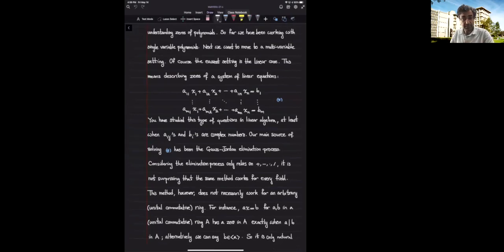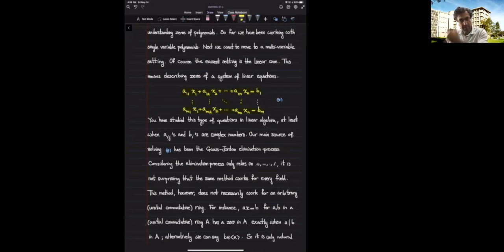degree 1 polynomials. So for instance, we can look at this system of equations, a sub 1 1 times x1 plus a sub 1 2 times x2 and so on equals b sub 1. Similarly, for the other variables, the same variables but different equations, we can set up a system of linear equations. Of course, you have studied these type of equations when a sub ij's are either complex numbers or real numbers in linear algebra.